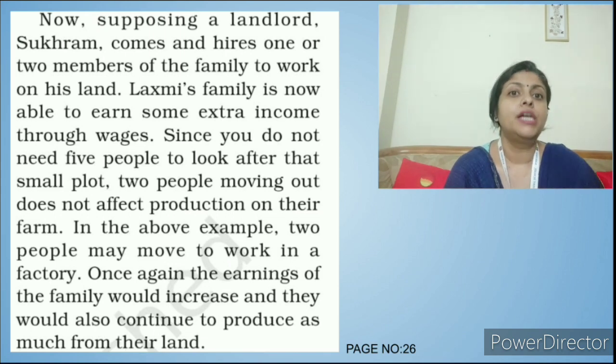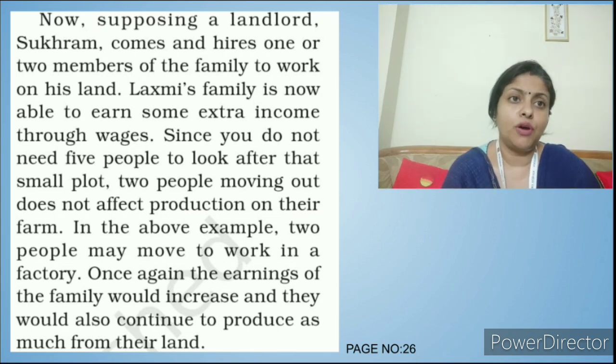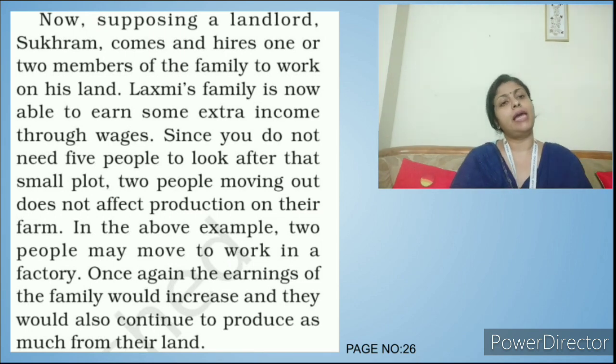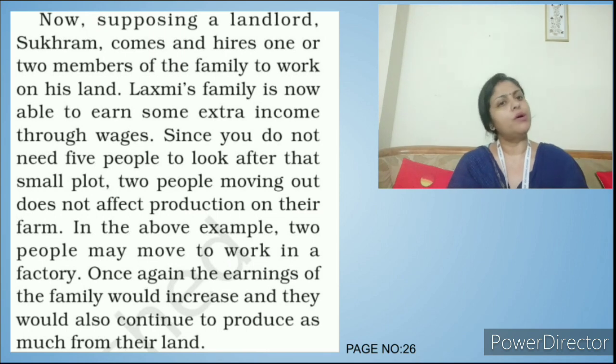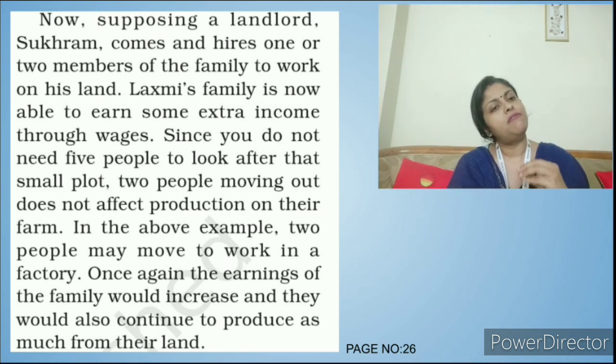So in the above example, 2 people may move out to work in a factory or anywhere else. Once again, what will happen? The total income of the family will increase. So disguised unemployment is nothing but hidden underemployment, where people are engaged in work where their capacities are not fully realized. In this story, if 2 of Lakshmi's 5-member family leave working in the agricultural plot of small land, 2 of them can go out and work in a factory or in some large farmer's plot of land. They will get some money, okay? So they will contribute to the family's income.